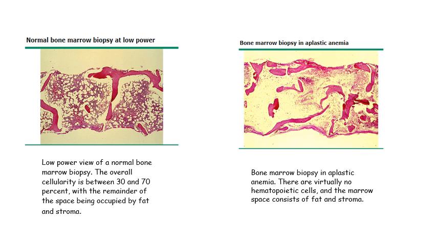Here are the findings in the bone marrow biopsy. To the left side, it is the normal bone marrow. It shows overall cellularity between 30 to 70%, with the remainder of the space being occupied by fat and stroma. While in case of aplastic anemia, the bone marrow biopsy shows virtually no hematopoietic cells, and the marrow space consists of fat cells and stroma. No hematopoietic elements in the case of aplastic anemia.